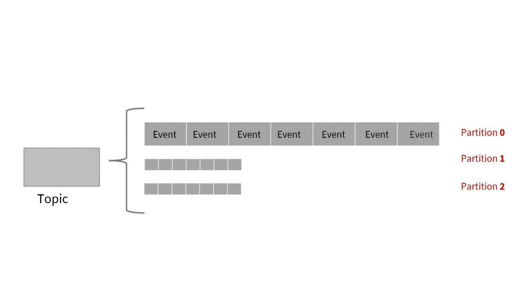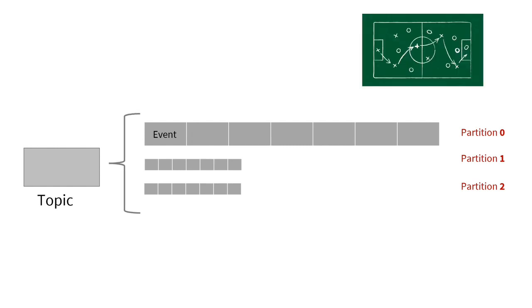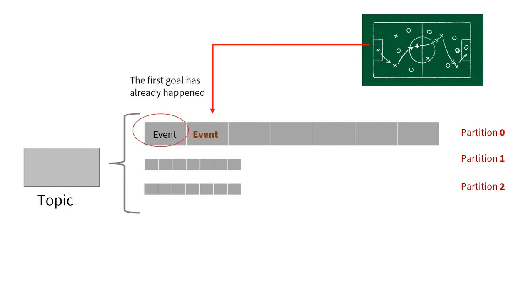Messages are written to partitions in an append-only fashion. Every time an event happens, it gets added into the topic partition at the end only. An example, if Team A has already one goal, and then another player from Team A scores a second goal, then this gets added into the topic partition without deleting the previous information. The first goal has already happened.